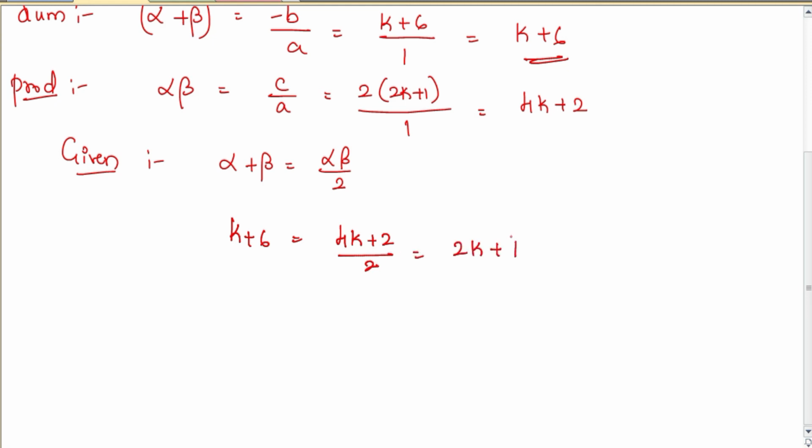Now simplify this to get the value of k. So 2k you have here, take it to LHS, it becomes minus 2k plus k. Here you have 1, 6 comes to RHS, it becomes minus 6. So minus k equals minus 5, which implies k equals 5 is your required solution.